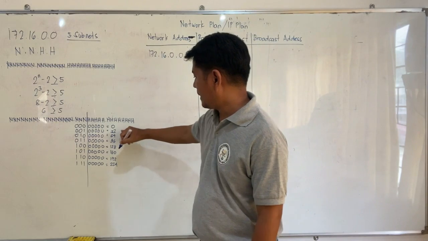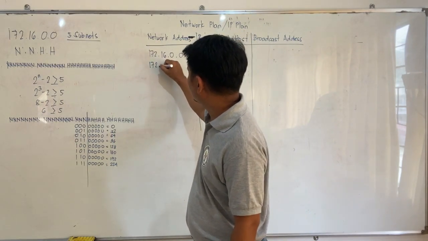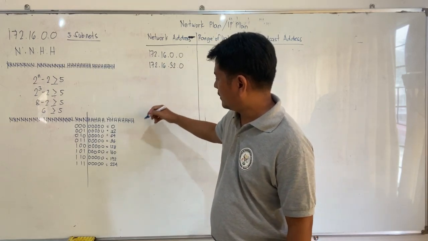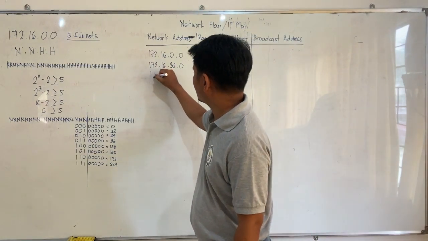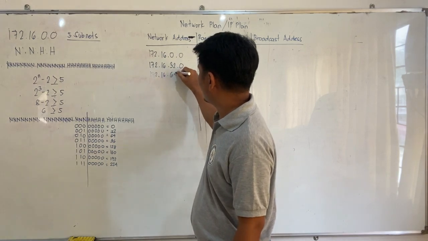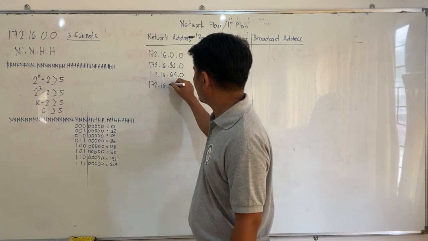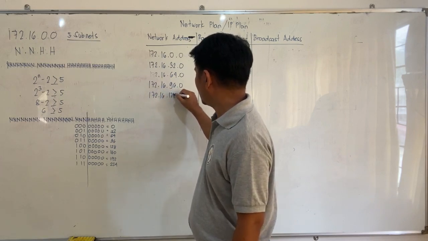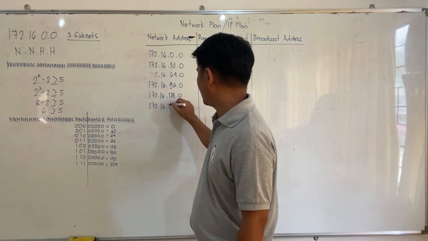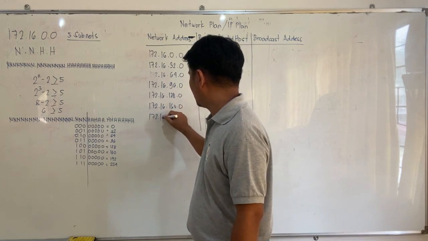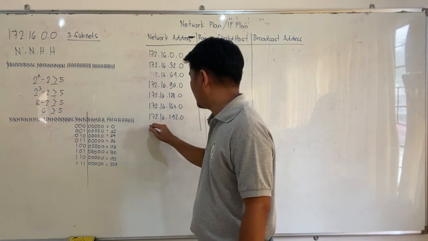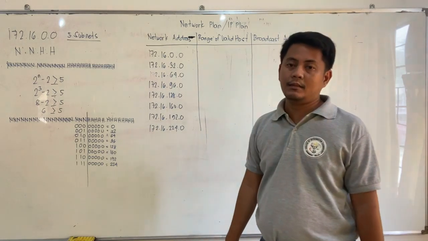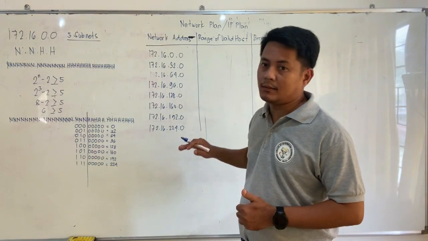The second network address, we simply copy this one. We have 172.16.32.0. And the same for the remaining numbers. So we have 172.16.64.0, 172.16.96.0, 172.16.128.0, 172.16.160.0, 172.16.192.0, and lastly we have 172.16.224.0. So these are the 8 subnets that we created, but only 6 of these are usable.